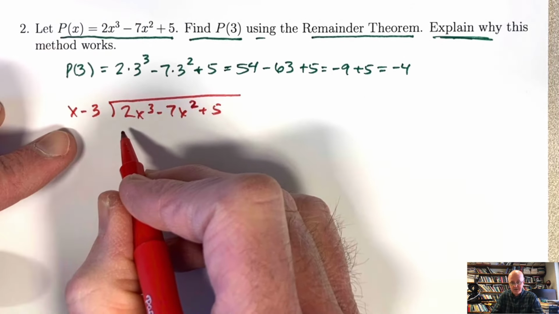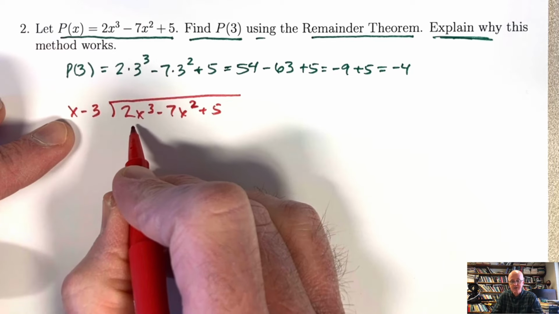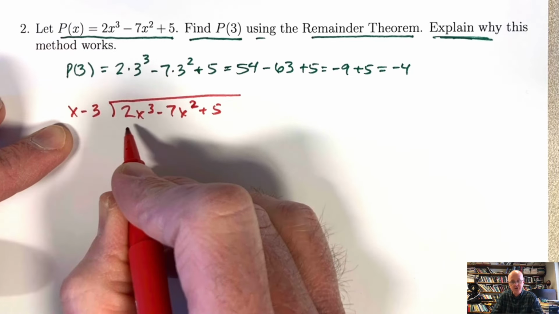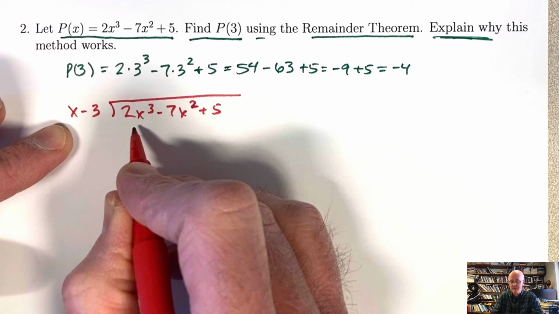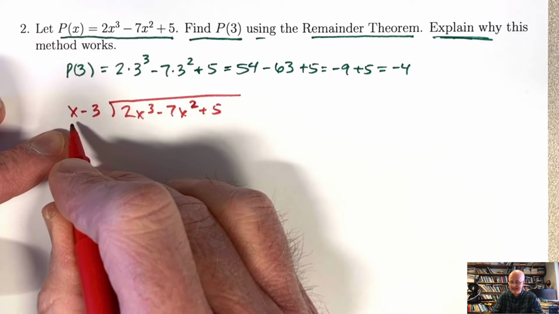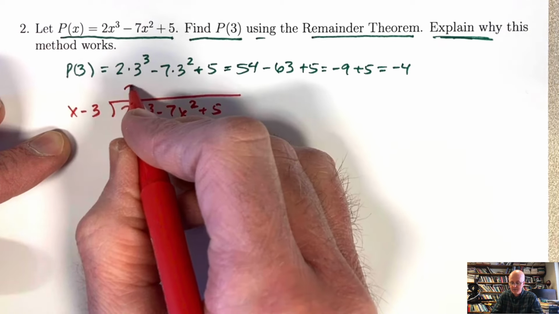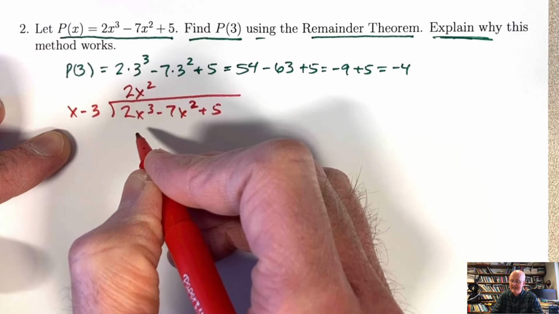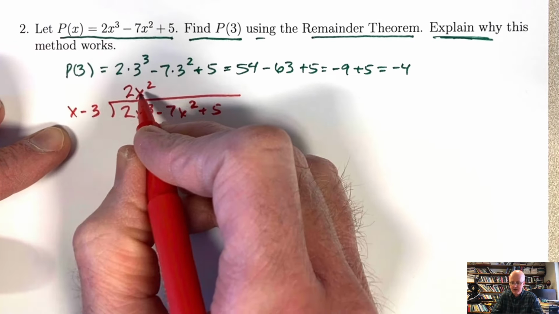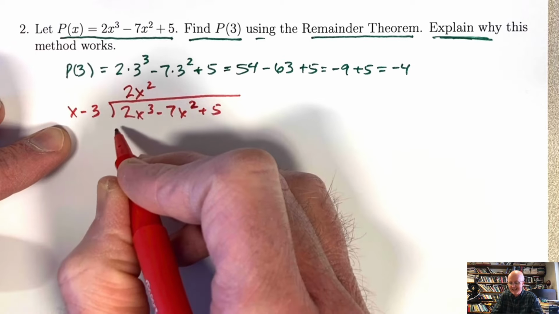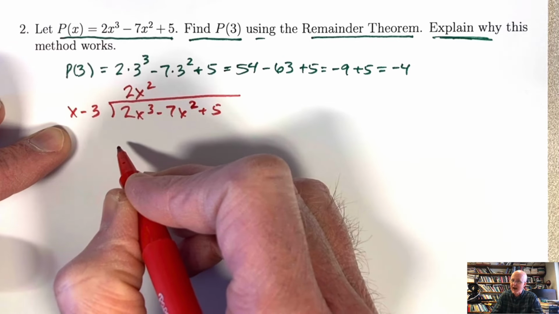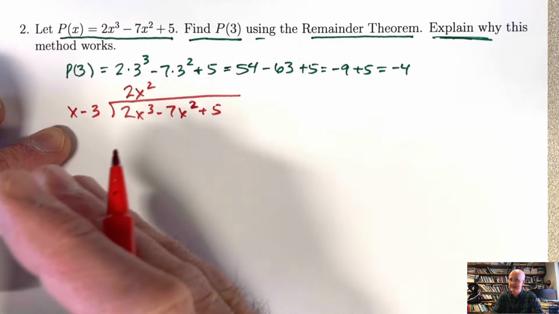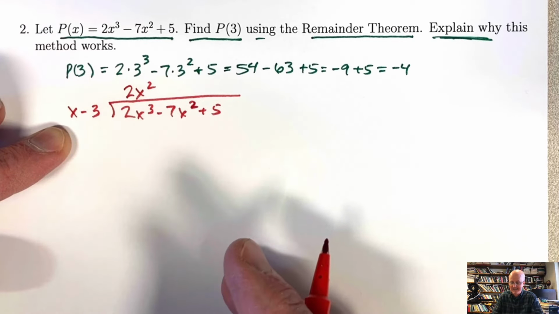All right, so how do you do this? Go to the highest powers in both cases here. X there and 2x cubed there. Ask yourself, what do I have to multiply x by to get 2x cubed? I have to multiply it by 2x squared. Now do the multiplication of 2x squared times both terms here. Put the answer down here, then subtract, then repeat until you get a constant term at the end.